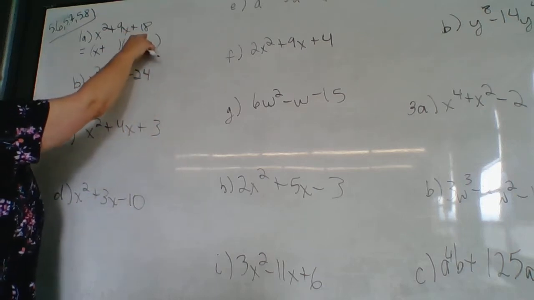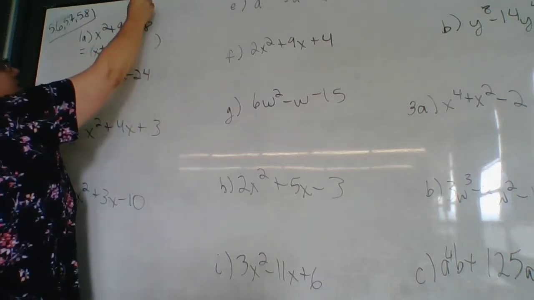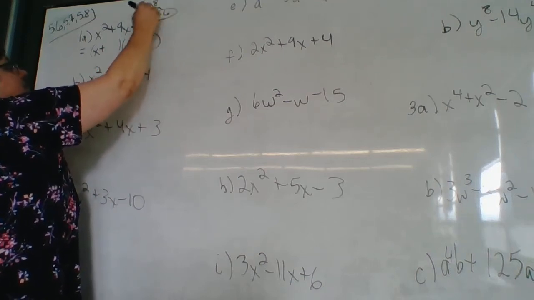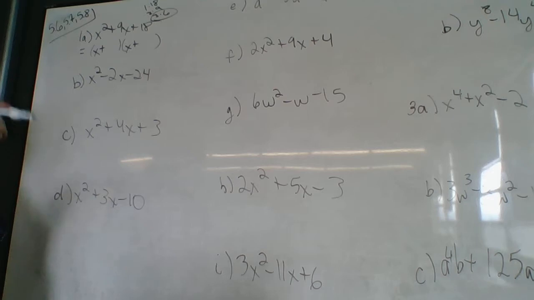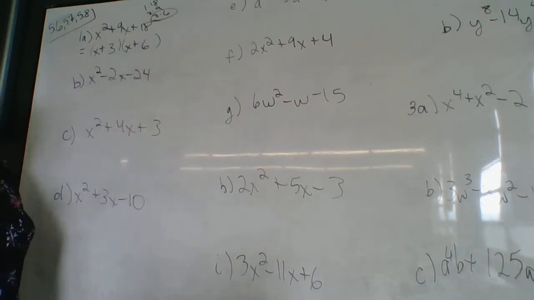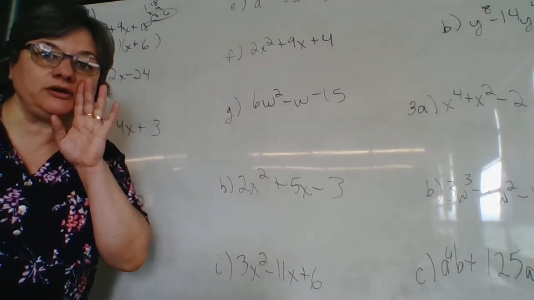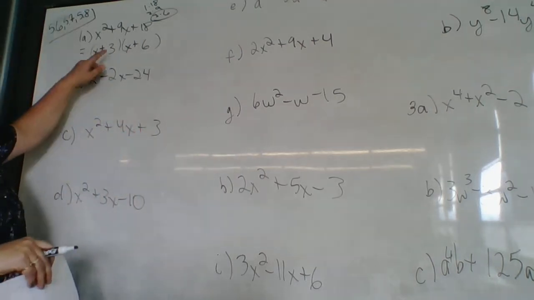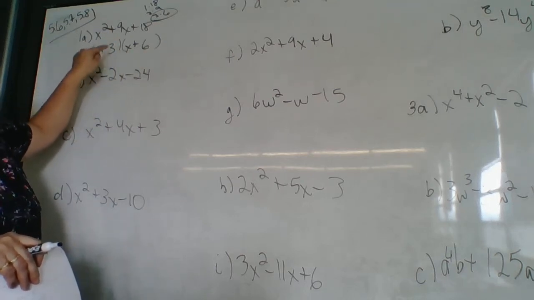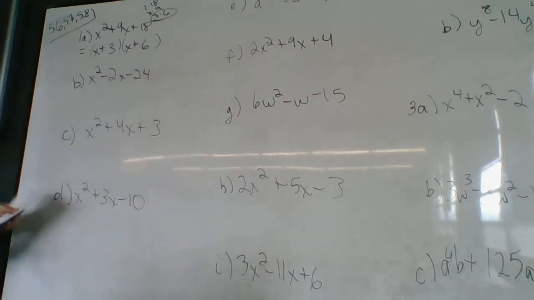Now I need factors of 18 that add up to 9. Well, you have 1 times 18, 2 times 9, and 3 times 6. 3 and 6 add up to 9, so I put in a 3 and a 6. That's great. I think it's the answer. How do I check it? Our F word, FOIL. X squared, 6x plus 3x is 9x. 3 times 6 is 18. Beautiful. Let's try the next one.